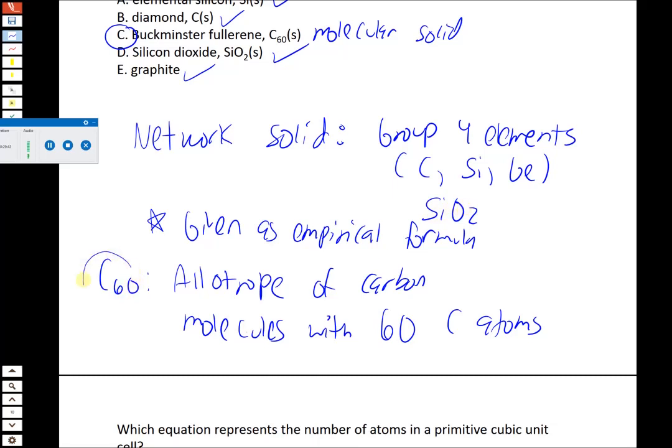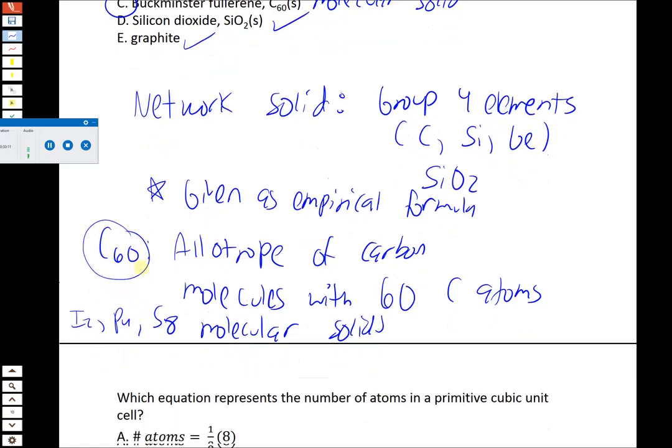But if we see a formula that's given as C60 or the other examples of elements that are polyatomic, like I2, P4, S8, anything that's not written as an empirical formula, we know that these are molecular formulas and these are going to be molecular solids. So that's one clue you can look at to identify a molecular solid: if it's written as what's clearly a molecular formula, not the smallest whole number ratio, then you can know it's a molecular solid, not one of the other categories.